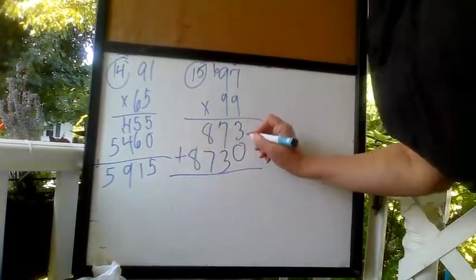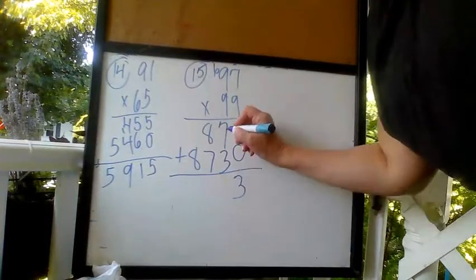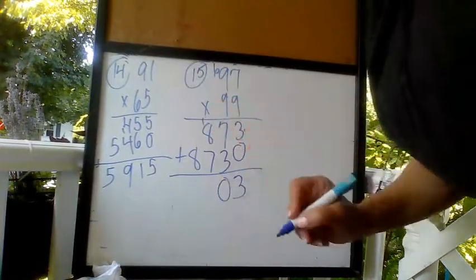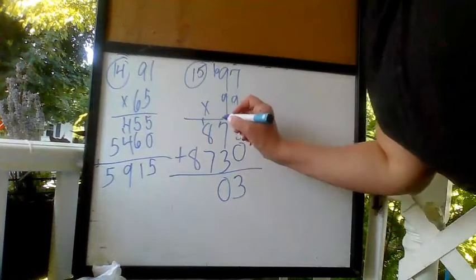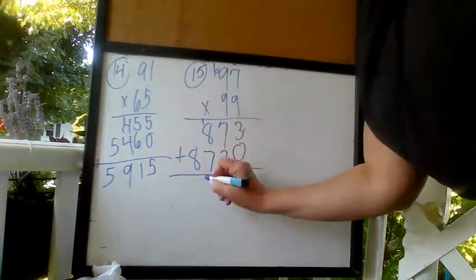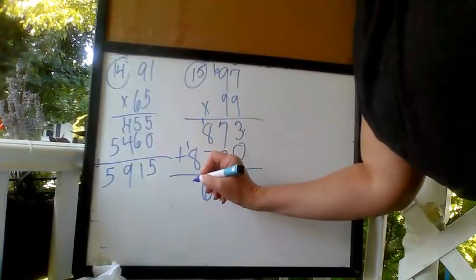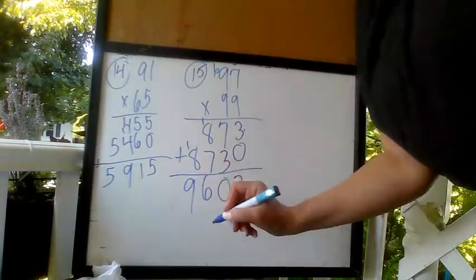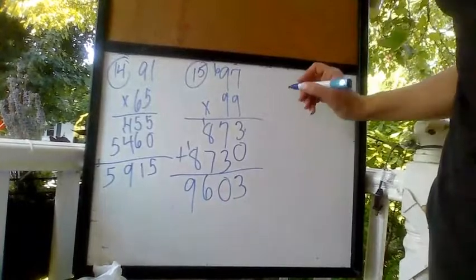We add those together. 3 plus 0 is 3. 7 plus 3 is 10. Carry the 1. 8 plus 1 is 9, and 9 plus 7 is going to be 16, and 8 plus 1 is 9. So the answer is 9,603.